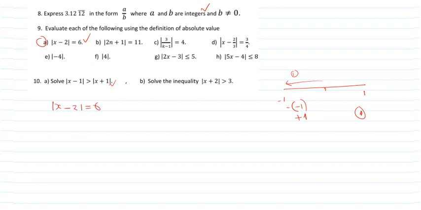So we have the first one, which will carry the positive part. That will be x minus 2 equals 6, so x is equal to 8. Then the other one will be negative (x minus 2) equals 6. So this will be negative x plus 2 equals 6, that will be negative x equals 4. So x is equal to -4.